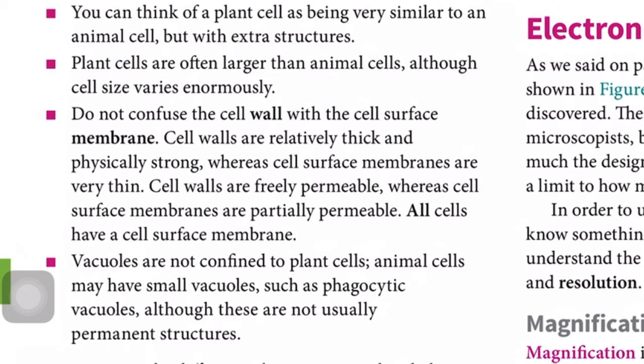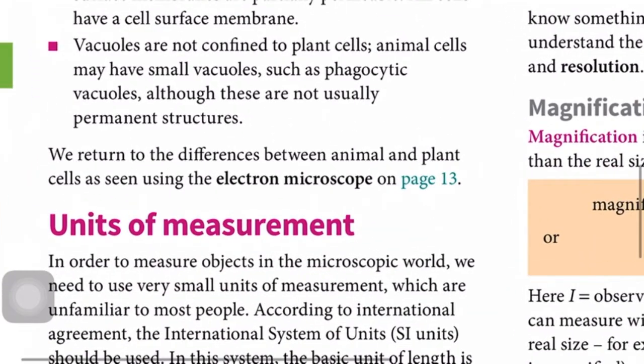Plant cells are often larger than animal cells, although cell size varies enormously. Do not confuse the cell wall with the cell surface membrane. Cell walls are relatively thick and physically strong, while cell surface membranes are very thin. Cell walls are freely permeable, whereas cell surface membranes are partially permeable. All cells have a cell surface membrane, but only plant cells have cell walls. Nothing much to explain. I have already explained this.